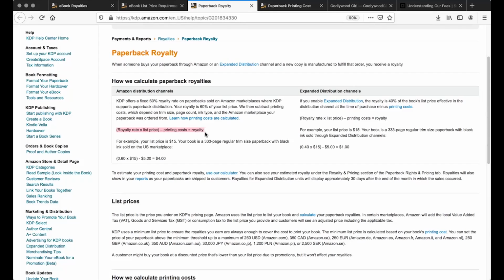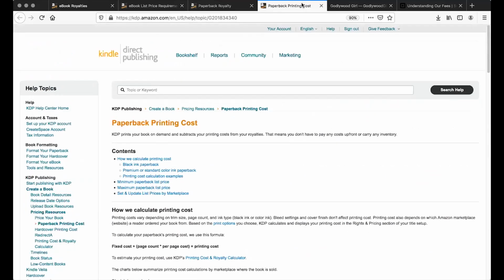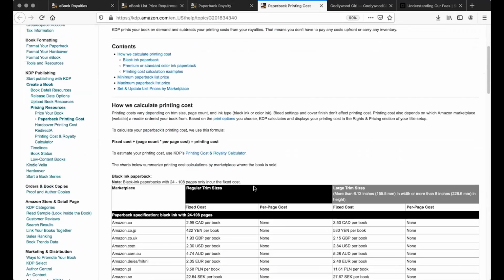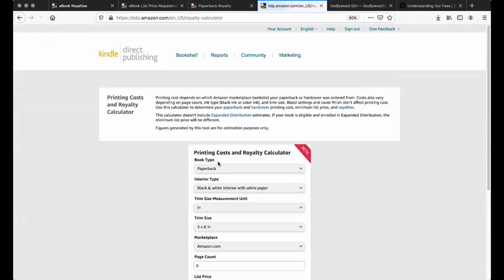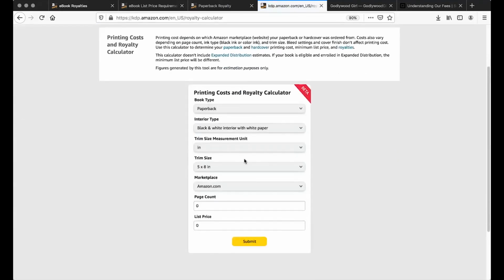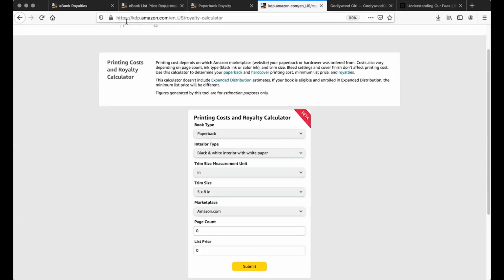That's why we have to pay very, very good attention to what our book costs, because if you have a longer book, it's going to cost you more than a shorter book. Now, they do have a calculator for your printing costs. It says to estimate your printing costs, use KDP's printing cost and royalty calculator. If you click on this link, you can just do the calculator right here. And this link is kdp.amazon.com/en_us/royalty-calculator.